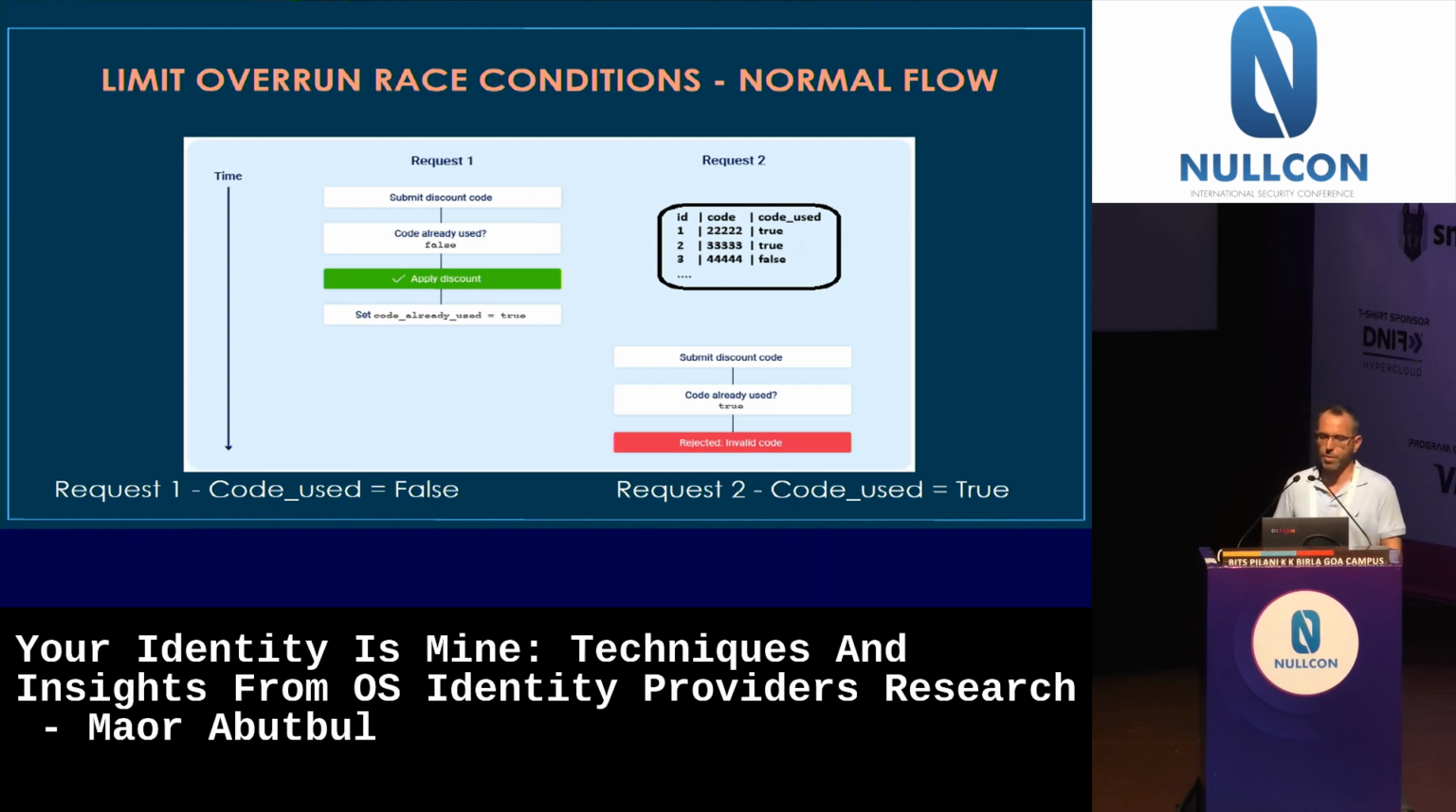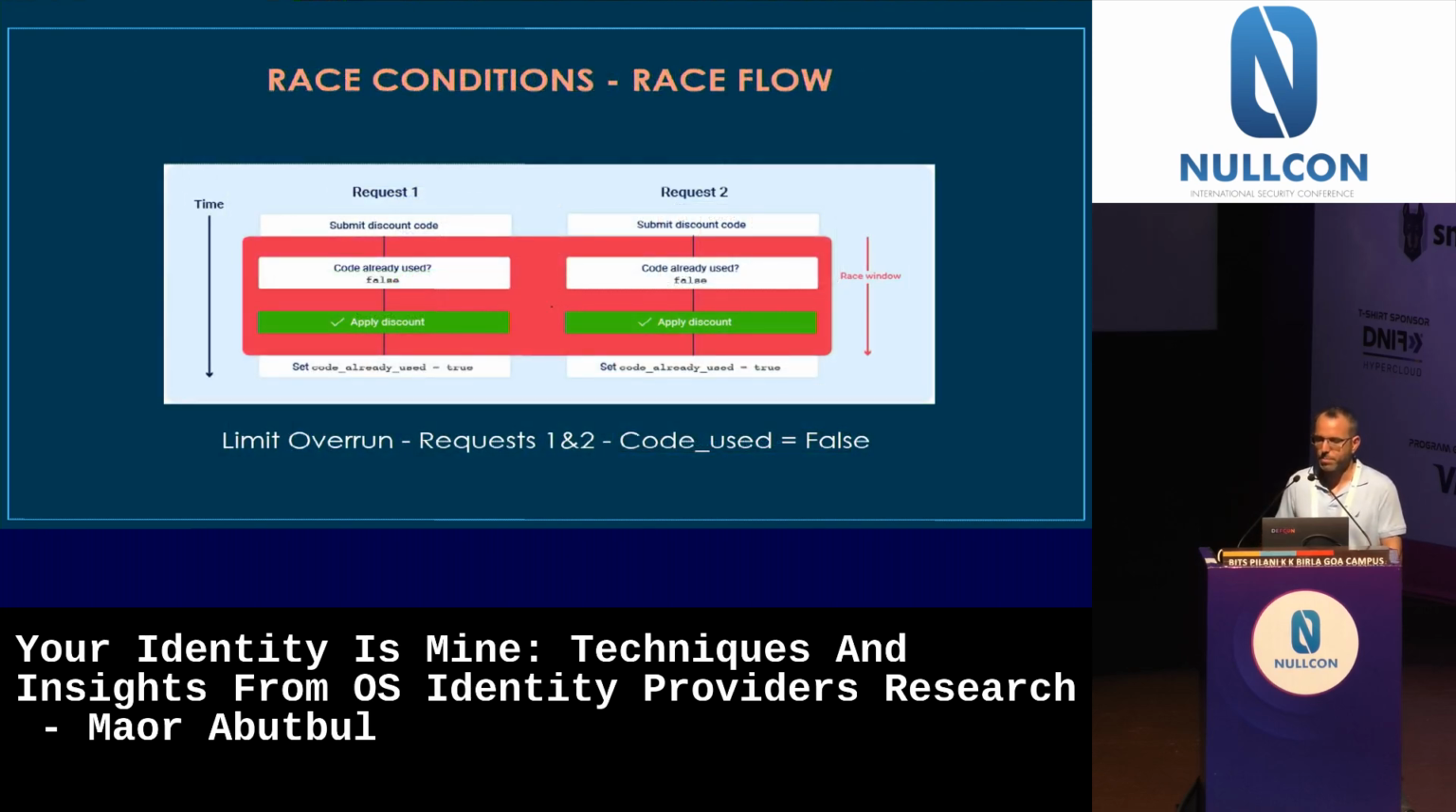Let's look at the race flow. In the race flow, both of the requests arrive at the same time, and because of concurrency, they are processed at the same time. In this time window, the code variable is not set yet, so both of the requests are accepted and are handled as if the code is not used. The time between the check and the update is called the race window.